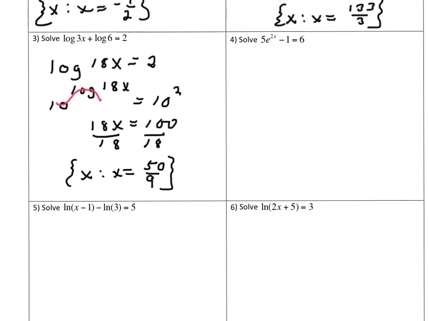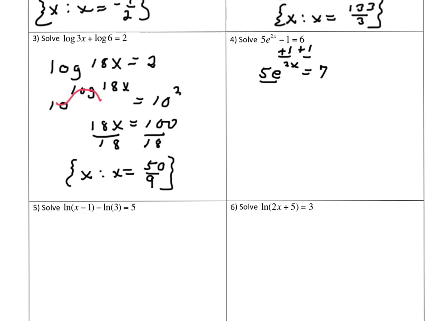Okay, for number 4, first of all, again, look at it. Is this part raised to the 2x by itself? This e to the 2x? No. I have a minus 1 and a 5, and I need to isolate that e to the 2x, so I need to get rid of the 5 and the negative 1. In order to do that, first of all, I'm going to add 1 to both sides. So I will get 5e to the 2x, and that is equal to a 7.